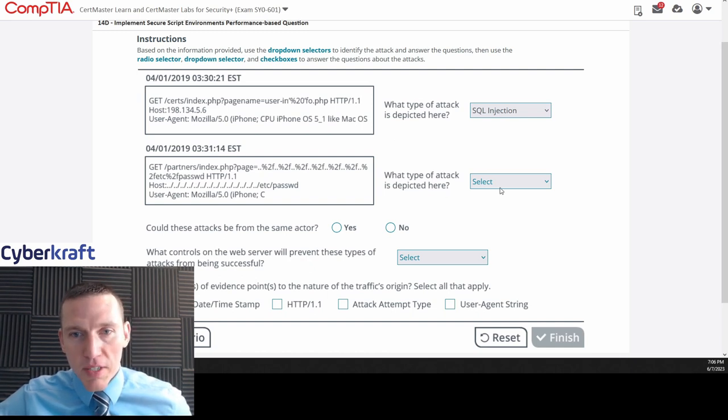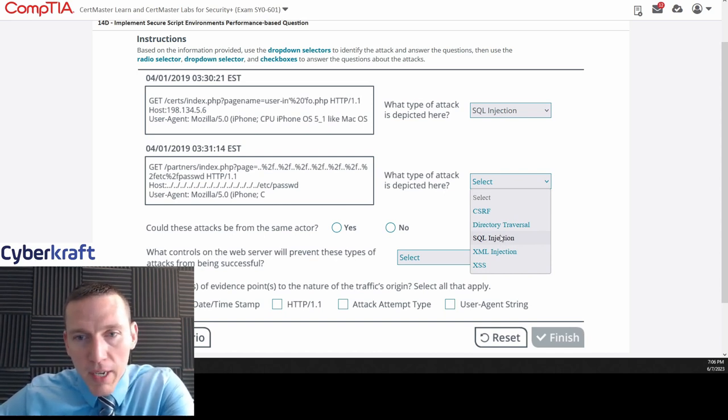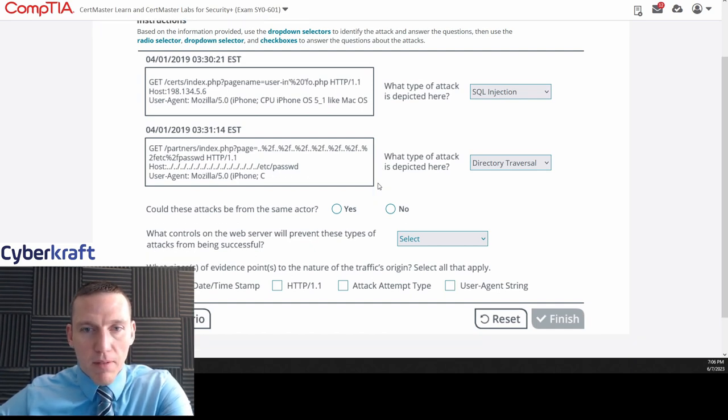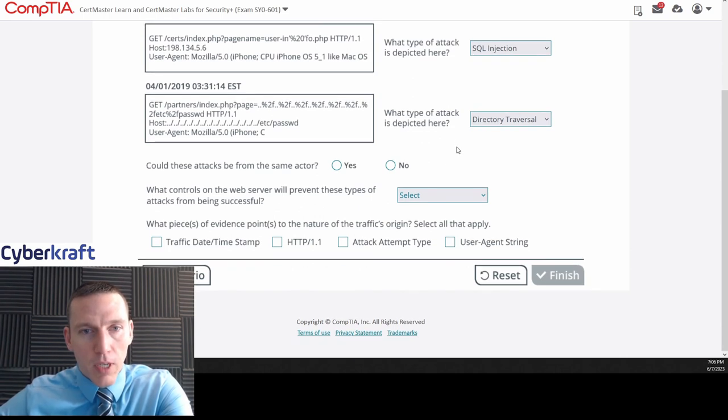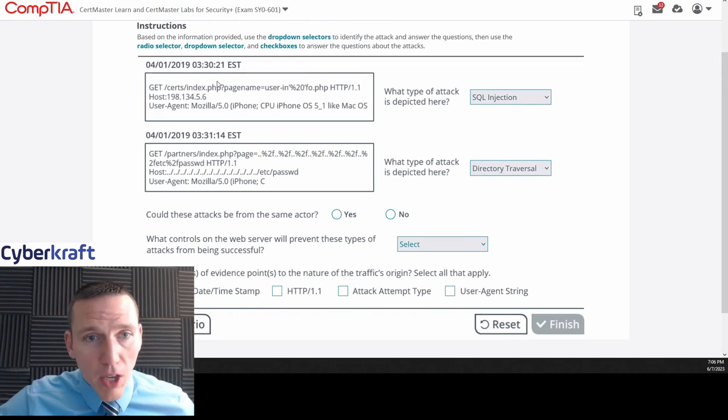Okay, and then we have our request here. This would be a directory traversal, I think. The key indicators of that, it's looking at the etc, the passwd folder in /etc. Though this would be oftentimes in the shadow directory for a Linux operating system, but I think that's pretty clearly a directory traversal attack. And you can see how it's trying to traverse the different directories to get to that folder where the passwords are stored. Right, could these attacks be from the same actor? I think so. I think they probably are from the same actor.